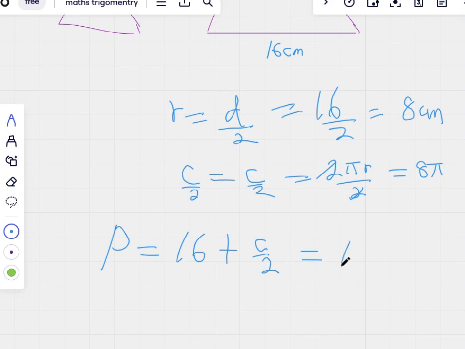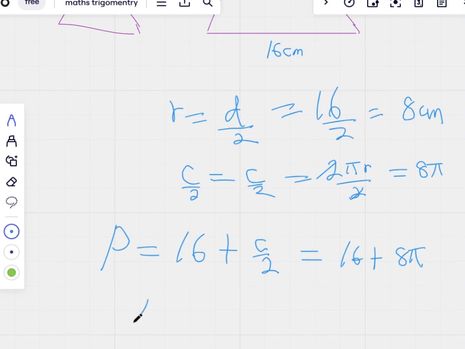So we say 16 plus 8 pi. Is that okay? 16 plus 8 pi. So that will give us our perimeter of this shape. What about the area of this semicircle?